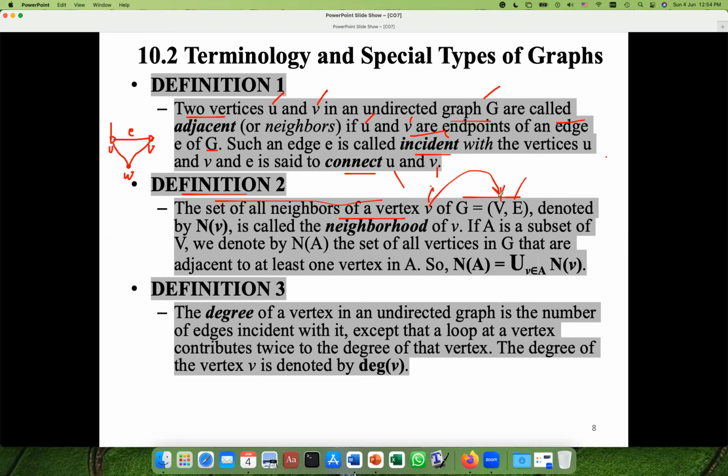So if you have the graph G, and that graph G will have many vertices, and if you want to find the neighborhood of any vertex of that graph, and you are calling that vertex V, then you can represent that neighborhood with this symbol, N of V. This N is for neighborhood and this V is any vertex in the graph. And you can say this thing as a neighborhood of V.